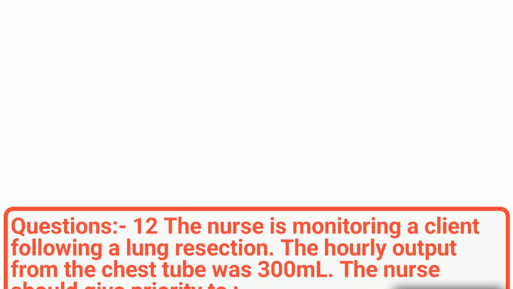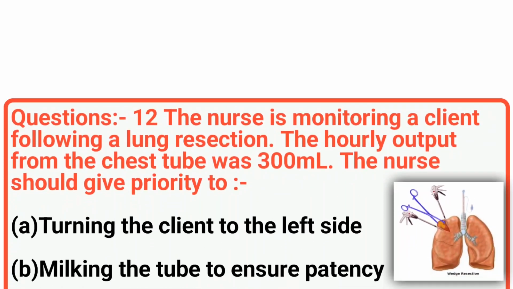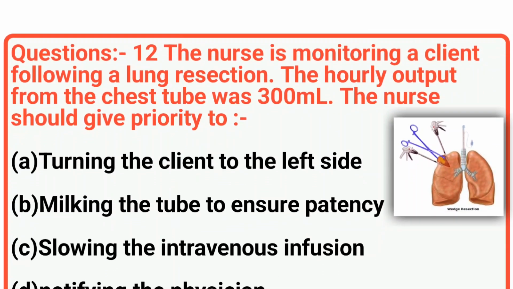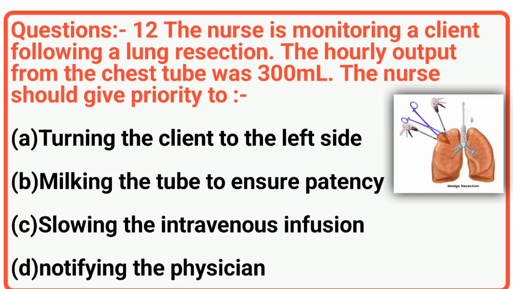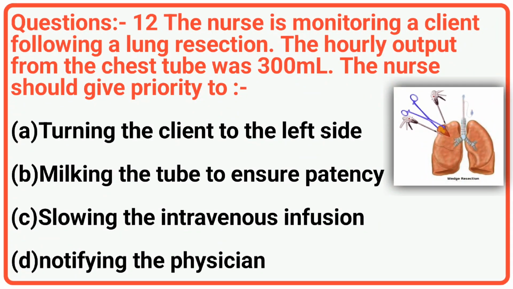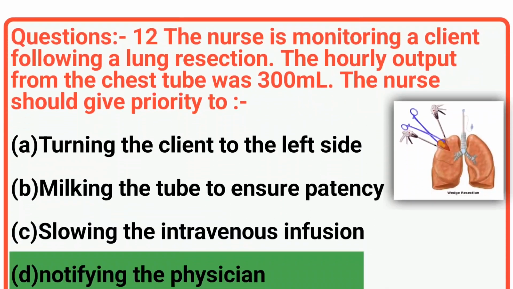Question 12. The nurse is monitoring a client following a lung resection. The hourly output from the chest tube was 300 ml. The nurse should give priority to: A. Turning the client to the left side. B. Milking the tube to ensure patency. C. Slowing the intravenous infusion. D. Notifying the physician. Right answer is D. Notifying the physician.